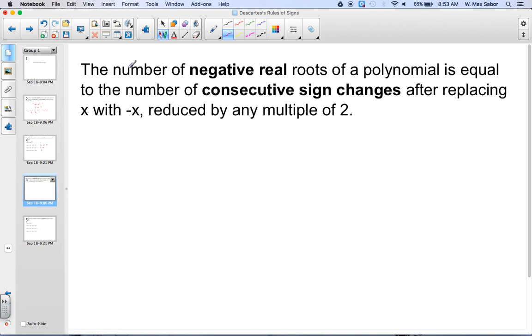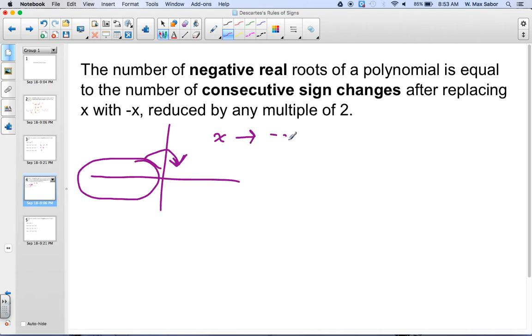The number of negative real roots of a polynomial is equal to the number of consecutive sign changes after replacing x with negative x, reduced by any multiple of 2. So this is talking about how if we have a polynomial, whatever's happening over here, we can reflect it over to the other side by turning x into negative x, and then we can use the rule on the right side. So we're going to replace each of the x's with negative x, and then apply the old rule.